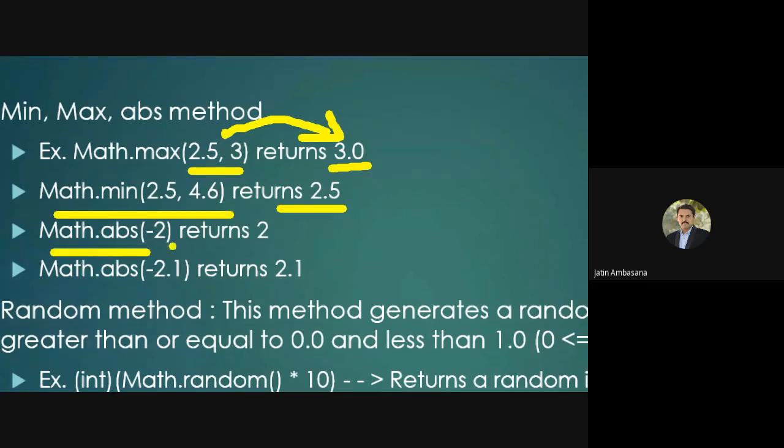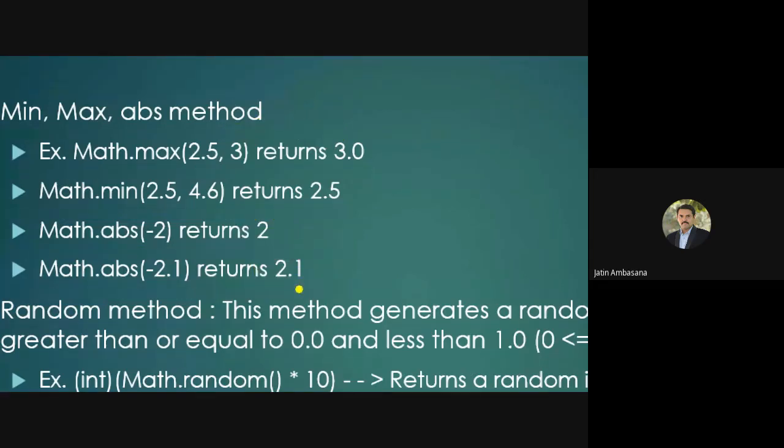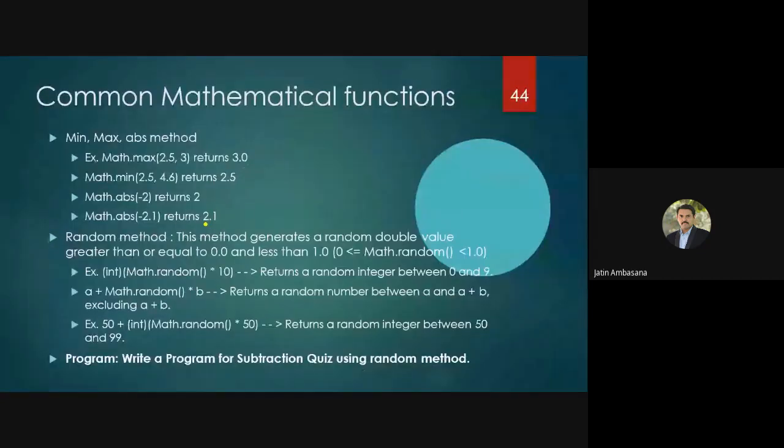When you say absolute, it will convert a negative value to a positive value. When you say absolute of minus 2.1, that also returns a positive value, even if it is double. Obviously it accepts double and gives you double. So that was about min, max, and absolute. ABS means absolute.